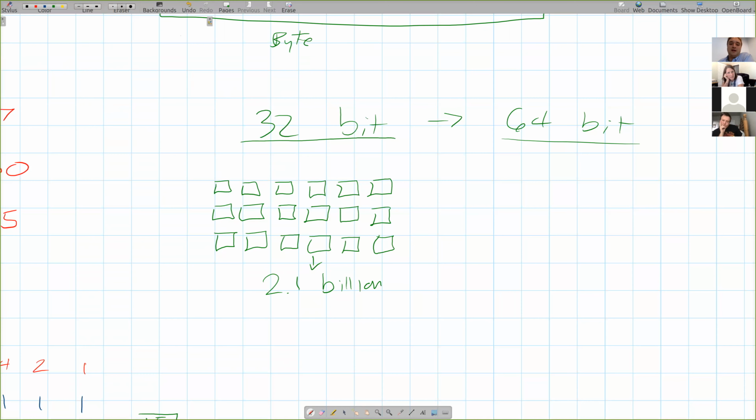But we're limited by how many of those addresses we have. Ends up actually not being that many. In fact, that's about 4 gigabytes, which in the 32-bit computing era was the maximum amount of RAM that we could use. That was the maximum number of addresses in that RAM that we could describe.